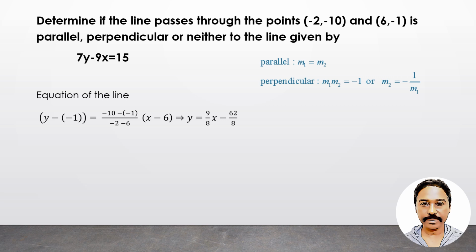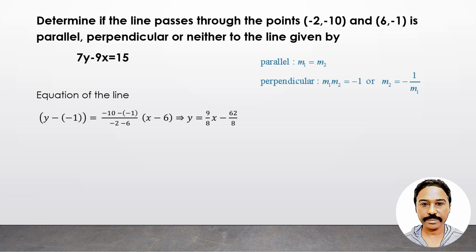And you can see the slope here, which is minus 10, which is y, minus 1, which is y in the second point, divided by the difference of the x's. So x of the first point is minus 2, and x in the second point is 6. So minus 2 minus 6. That will give me the slope.